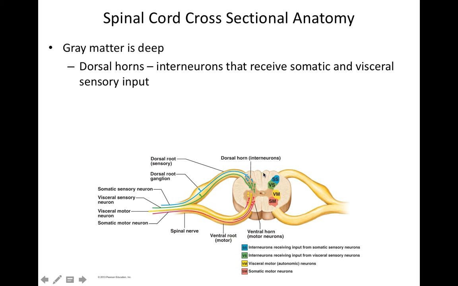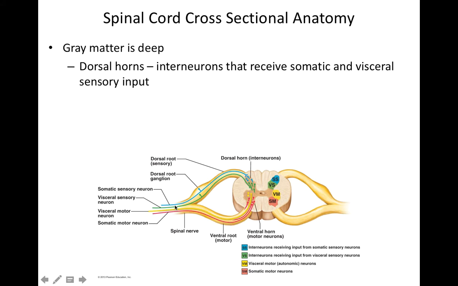We're going to divide our gray matter into what are called horns. So here are our dorsal horns. They are receiving input from somatic, remember that word means basic, and visceral, that word means organs, sensory information. So let's look at this, the green and the blue. Blue is coming from a basic structure like your skin. Green is coming from an organ like your stomach.